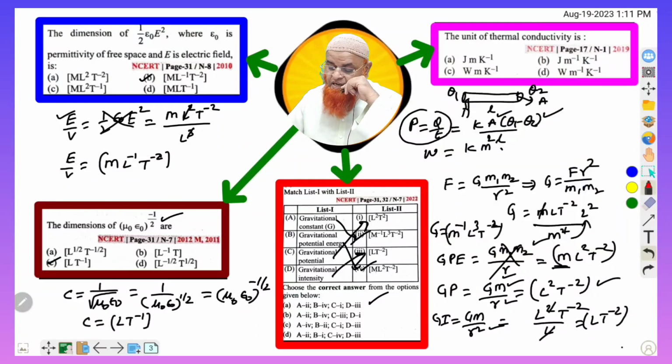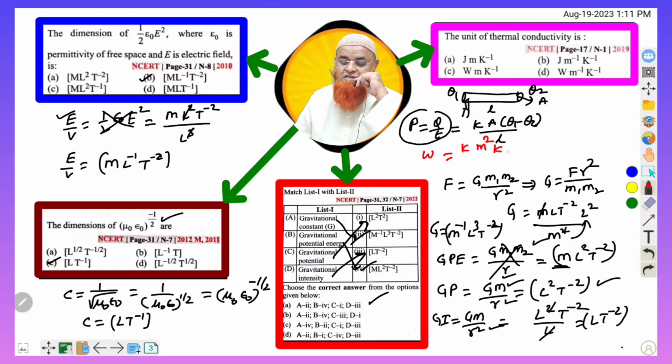I will take some other color so that you will understand nicely. Power is taken in watts. Power means energy by time is watts. K is the one for which we have to find the dimension. A means area, that means length into length, that is m square. Theta 1 minus theta 2 means Kelvin. K is the dimensional formula for that. L is measured in meters. So m by m square gets cancelled.